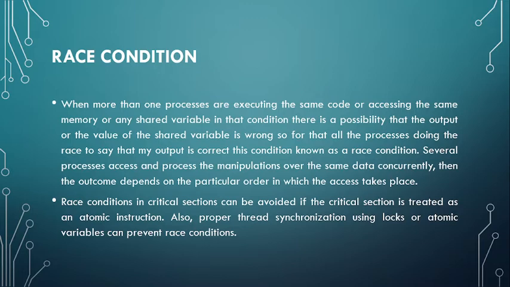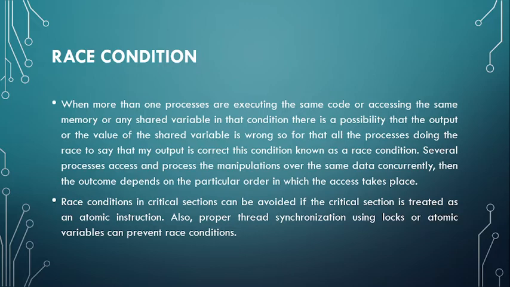Race conditions in critical sections can be avoided if the critical section is treated as an atomic instruction. Also, proper thread synchronization using locks or atomic variables can prevent race conditions.